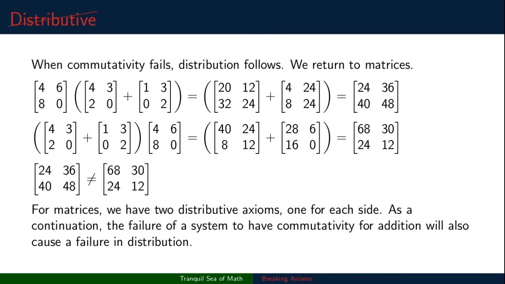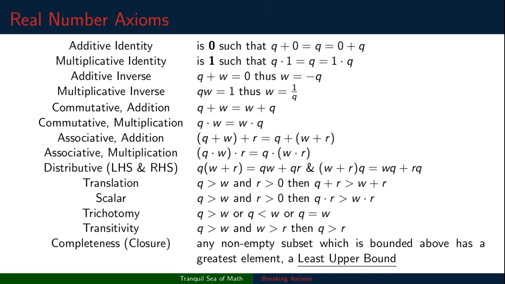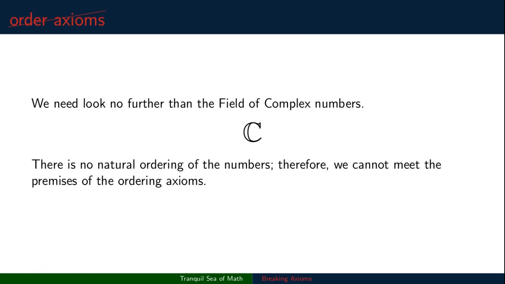So again, from a high school level, we can explain how to break distributive property with just the matrices. And you see a couple of examples there and the resulting matrices that are not equal. Essentially, all the axioms that require you to have an ordering break once you move beyond the real numbers. So once you move into the complex field of numbers, that algebra doesn't have a natural ordering to it. And there's proofs that you can do to show that.